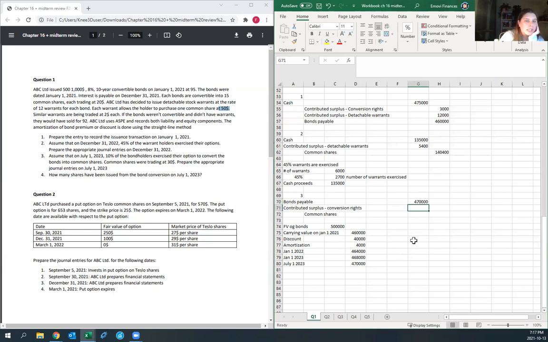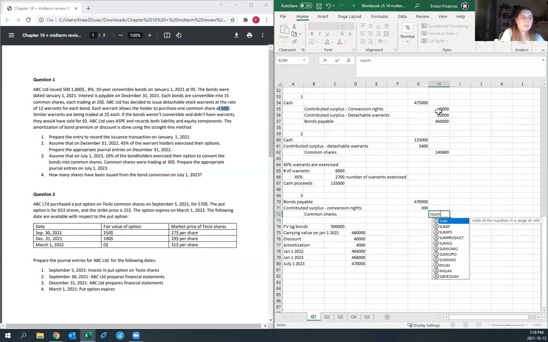Your conversion rights, it's going to be the amount that you put at the issuance, 3,000, times the percentage that has converted. So that's 10%. That gives us 300. And the common share is just the sum of the two. So $470 and $300.